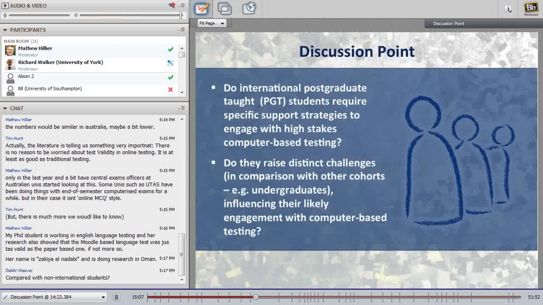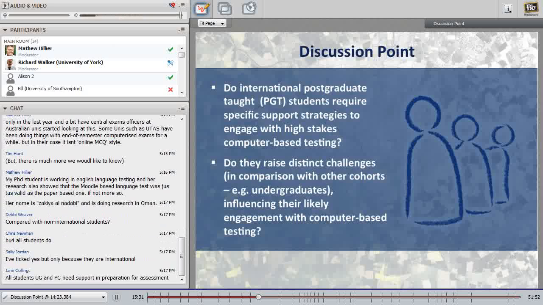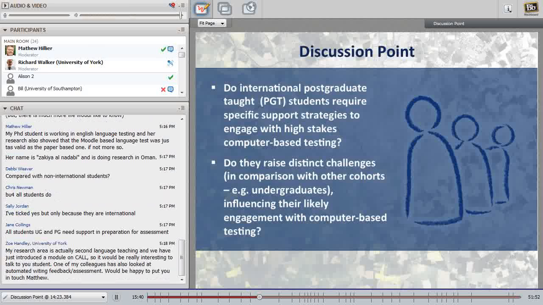Okay, some people are still mulling this one over, but we've got quite a few ticks, so there's general agreement. That's good. Could I then ask you in the chat box to, you don't have to type a lot, but maybe just put down some of the challenges or issues that you feel are important that distinguish this group from undergraduates? Okay, so people are busy typing away.